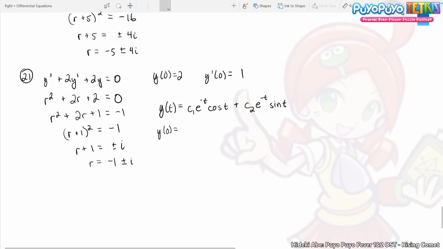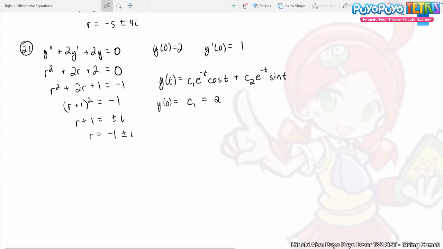That's C1. Cosine of 0 is just 1, right? Plus sine of 0, though, that's 0. So that's just C1 equals 2. Oh, but now I need the derivative. Ooh, this is annoying. I have to use the product rule in both of them. Okay, one step at a time.